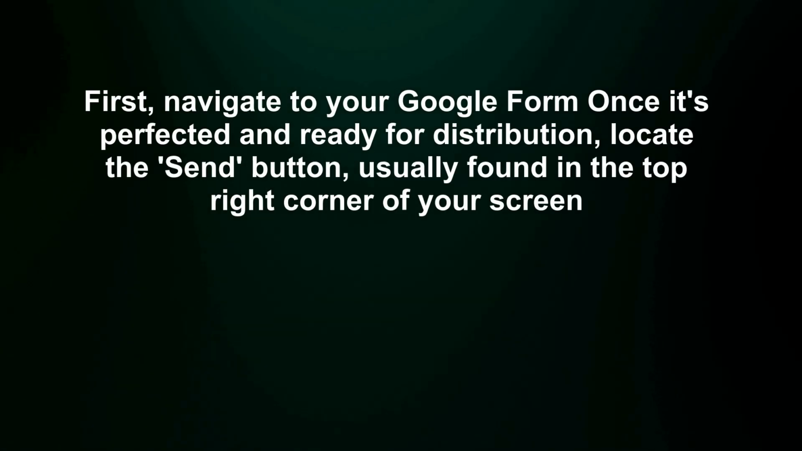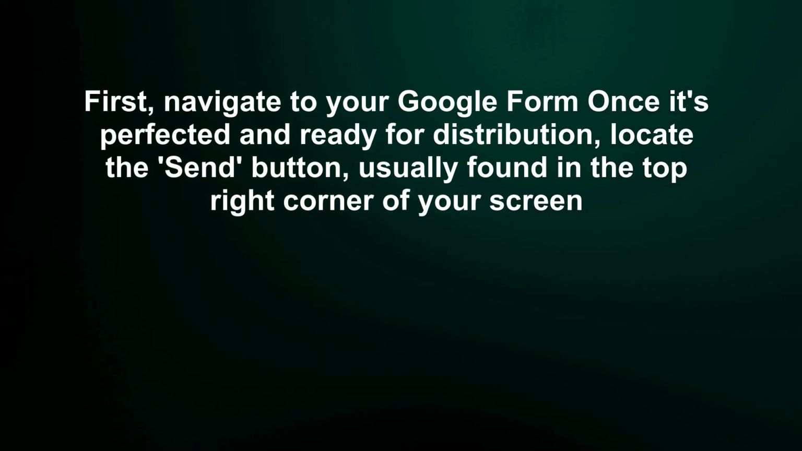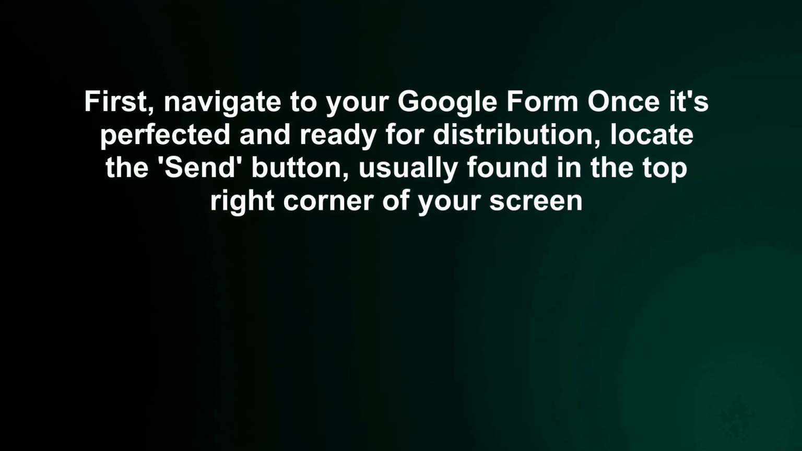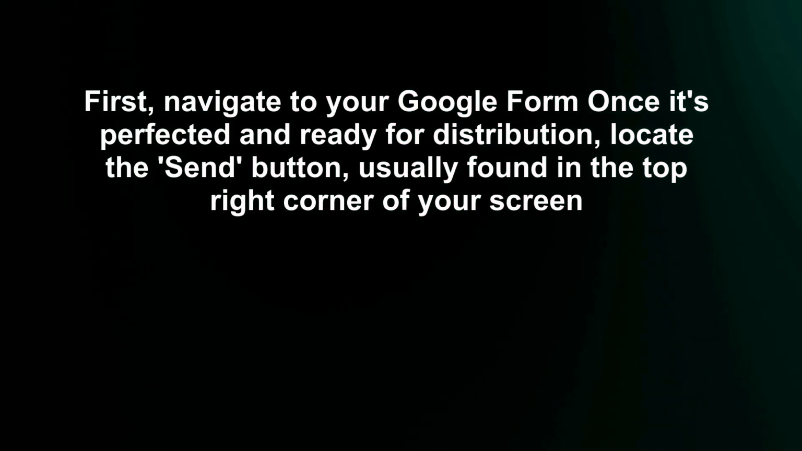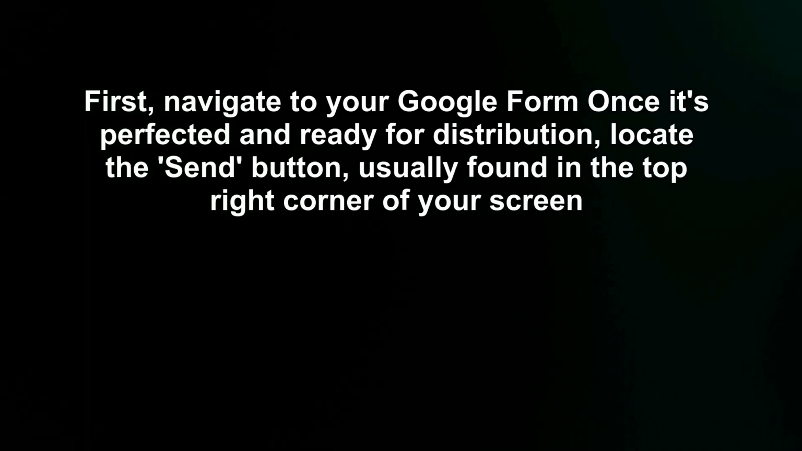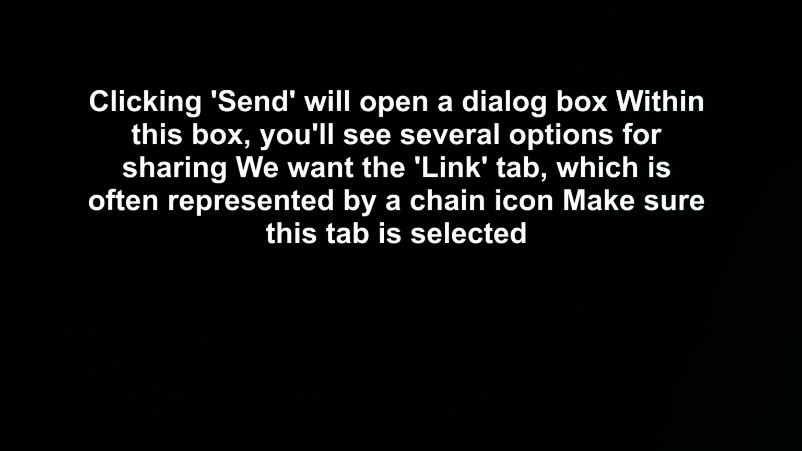Unlock effortless sharing for your Google Forms by transforming them into scannable QR codes. First, navigate to your Google Form. Once it's perfected and ready for distribution, locate the Send button, usually found in the top right corner of your screen. Clicking Send will open a dialog box.